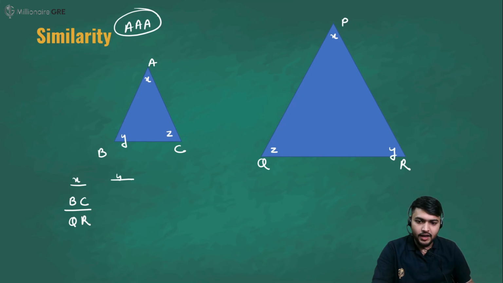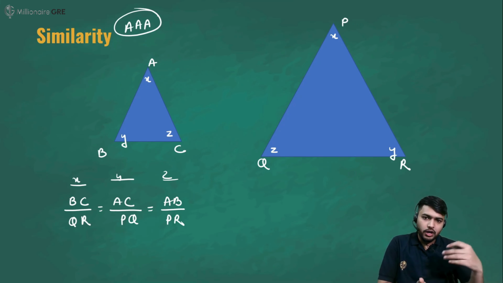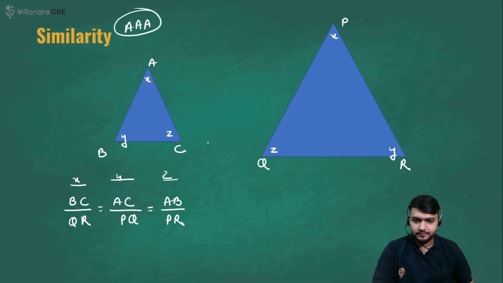Opposite to angle Y in the smaller triangle is AC. Opposite to angle Y here is PQ. Opposite to angle Z in this smaller triangle is AB. In this case it's PR. All these ratios will be the same. The way you write the ratios is to look at the opposite angles.